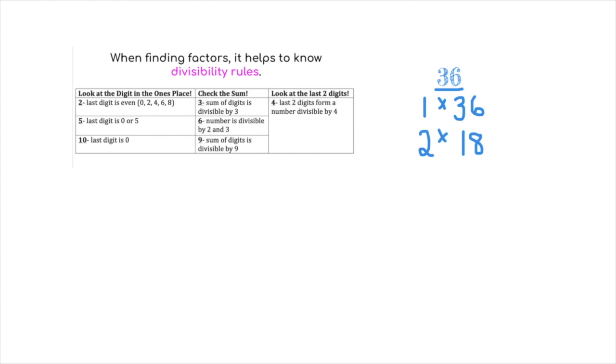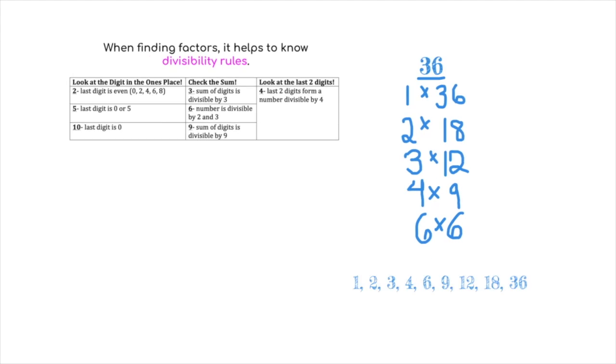The rule for 3 is that the sum of the digits is divisible by 3. So 6 plus 3 is 9, which is divisible by 3. So it will work, and if you know your facts, it's a basic fact. 3 times 12 is 36. Then we move on to 4, also a basic fact. 4 times 9 is 36. Then we try 5. Remember, it has to end in a 0 or a 5, and 36 does not, so 5 will not work. We'll move on to 6, and it's a basic fact. 6 times 6 is 36, and here we have our factors. The factors of 36 are 1, 2, 3, 4, 6, 9, 12, 18, and 36.